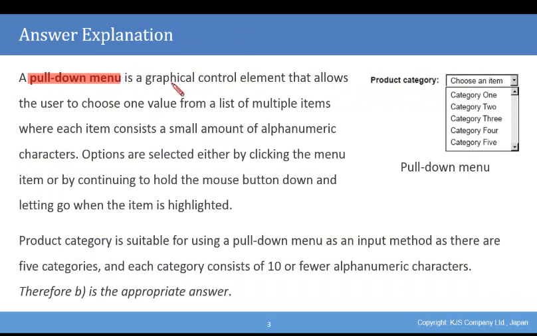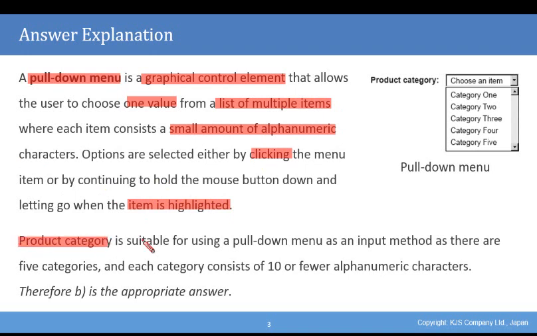A pull-down menu is a graphical control element that allows the user to choose one value from a list of multiple items where each item consists of a small amount of alphanumeric characters. Options are selected either by clicking the menu item or continuing to hold down the mouse button and letting go when the item is highlighted. Here, from our selection, product category is suitable for using a pull-down menu.